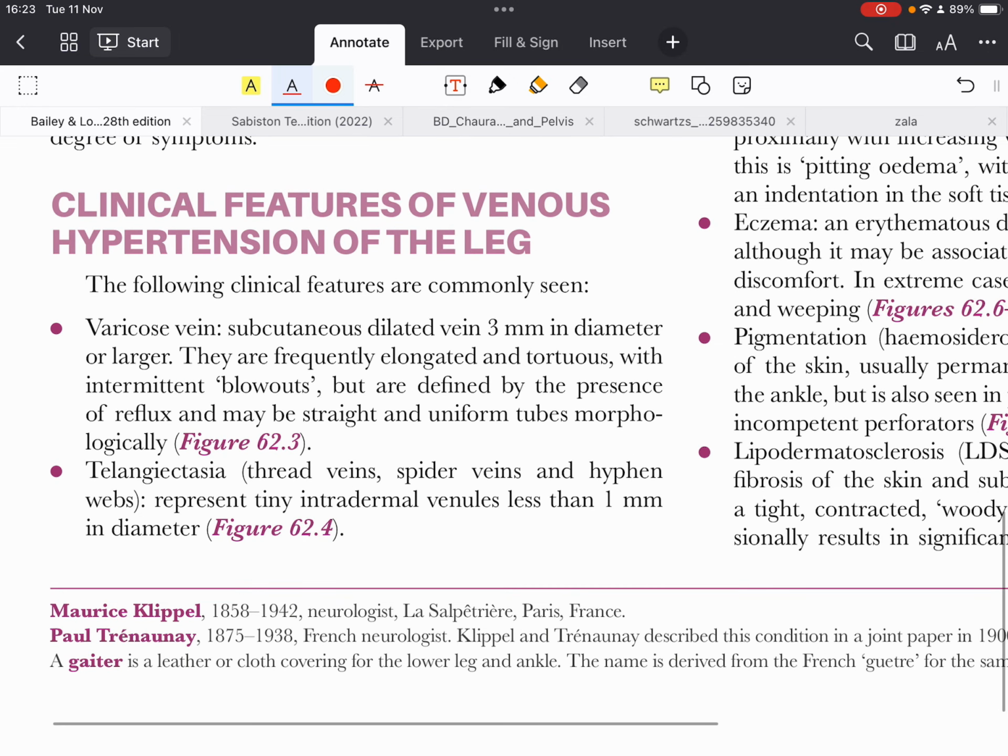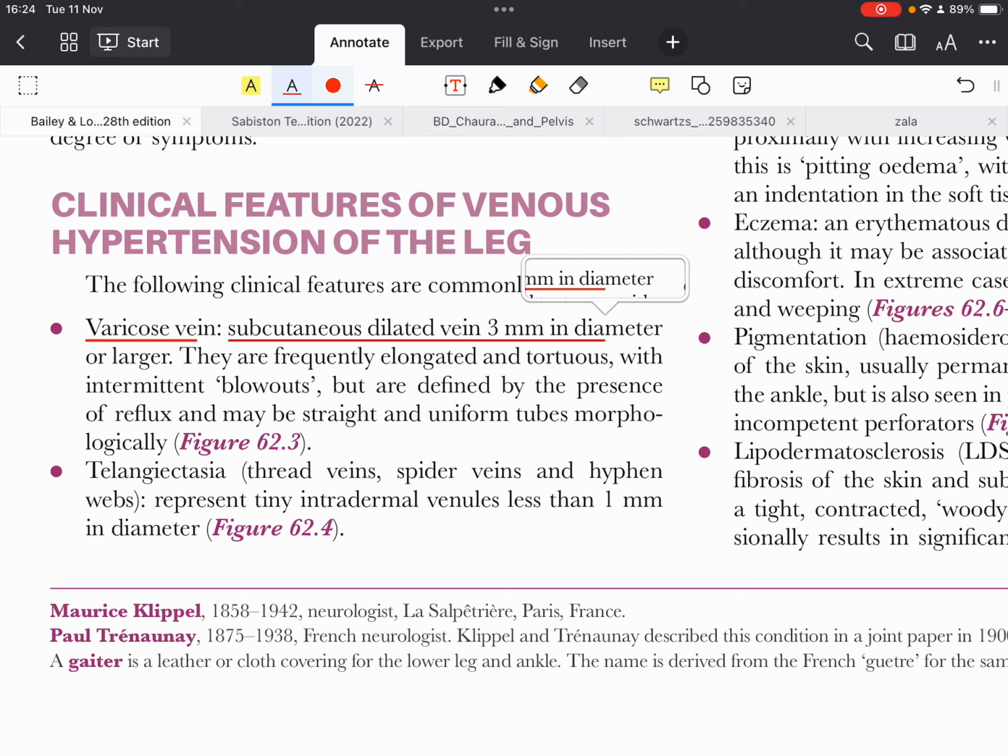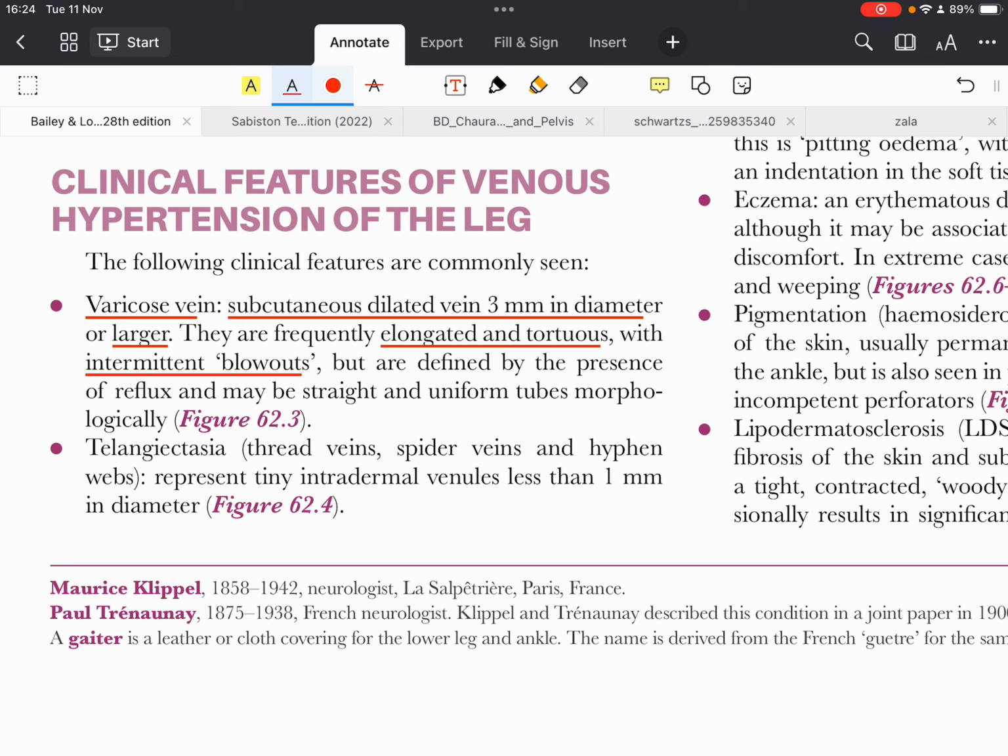Clinical features of venous hypertension on the leg. The following features are commonly seen. Varicose veins: subcutaneous dilated veins 3 mm in diameter or larger. They are frequently elongated and tortuous with intermittent blowouts, but are defined by the presence of reflux and may be straight and uniform tubes morphologically.